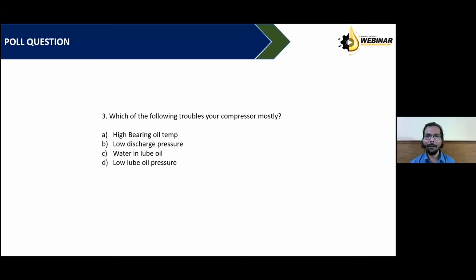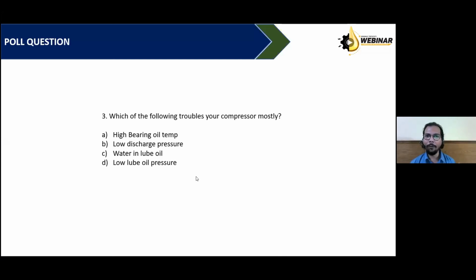Okay, so we have a high bearing oil temperature issue at the top, that is 43%. Then low discharge pressure, 17%. Water in lube oil is also quite high, 26%. And low lube oil pressure is 13%.